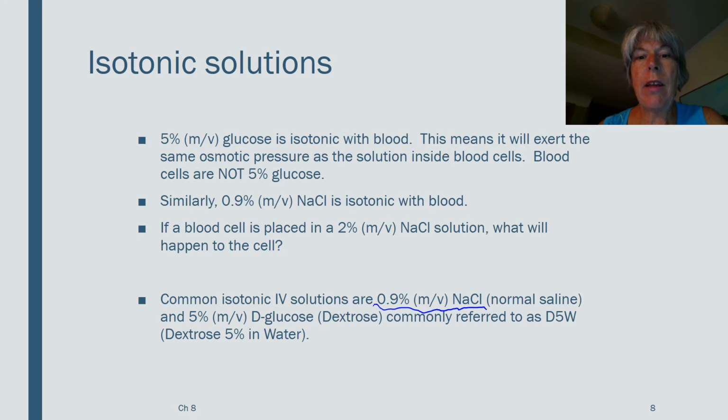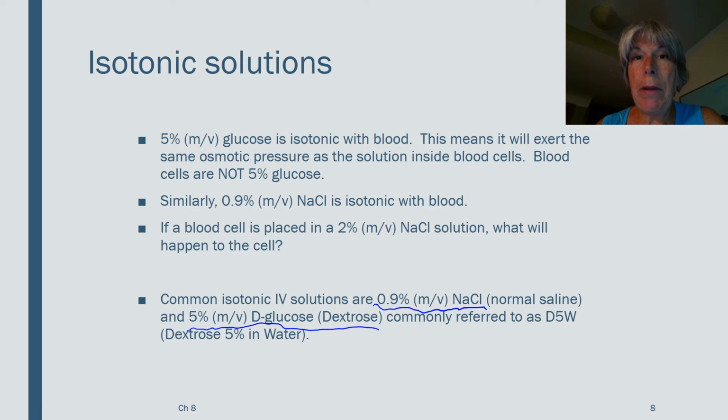Another is commonly known as D5W, dextrose 5% in water. That's a 5% mass per volume solution of dextrose, otherwise known as D-glucose. Your blood cells are not 5% glucose, but the reason the 5% glucose solution is isotonic with blood is because it exerts the same amount of osmotic pressure as the solution inside your blood cells.